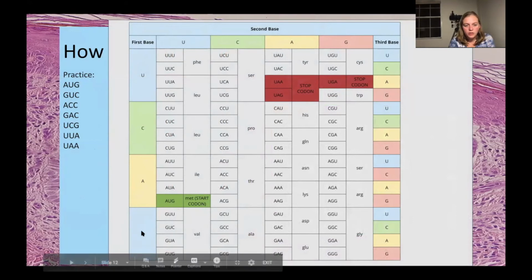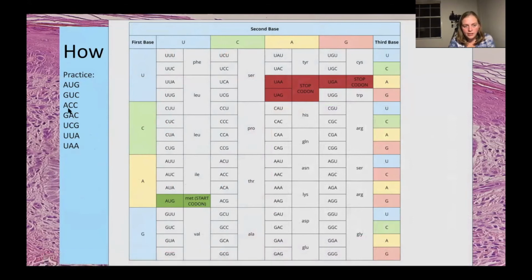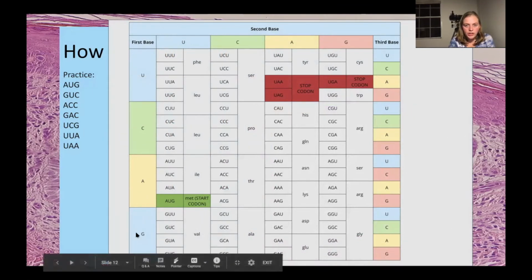GUC, find our G and our U. So we're right here in this box. GUC codes for valine, VAL. ACC, we have A and C. So we find the cross. It's going to be right in here. THR, we have threonine. We have GAC, we have G, A, they cross here. GAC, aspartic acid.